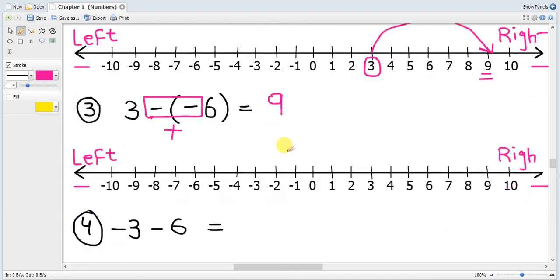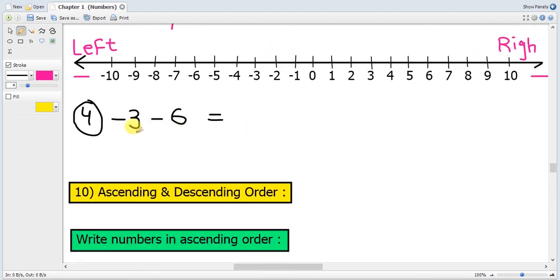So this is 9. Okay, next, -3 minus 6. This is pretty easy. Starting with -3, jump 6 units, and the negative sign tells you that you have to move left. So you will land on -9.